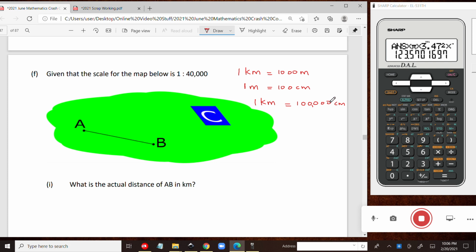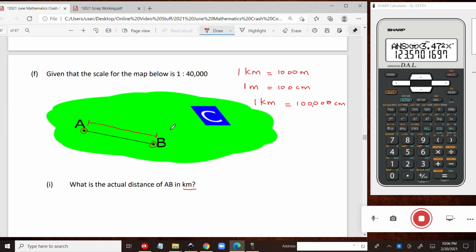Okay? So now we have a scale, a metric to work with. So now we could convert kilometers to centimeters. On the map, we have a distance AB. We want to know in real life what would be the actual distance in kilometers. So here's what you need to do in the exam. You need to take your ruler and physically measure the distance AB.